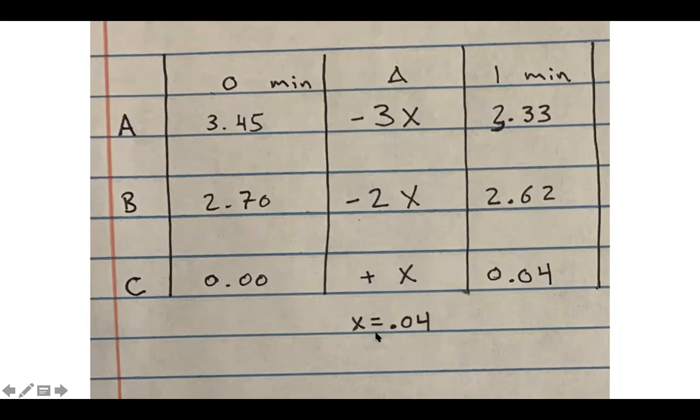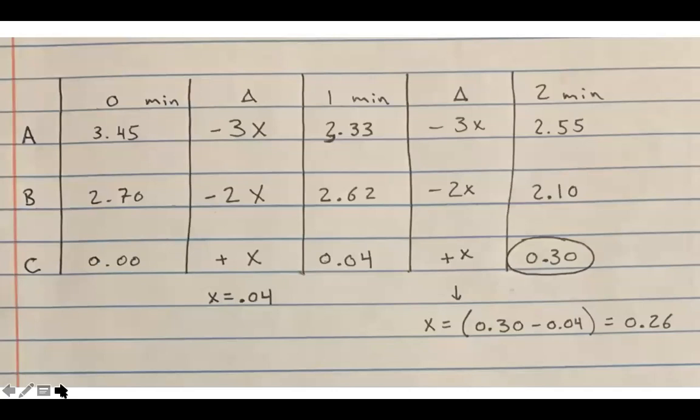Now if we look at data from minute 1, we can actually solve for the value of x. x equals 0.04, because from minute 0 to minute 1, C increases from 0 concentration to 0.04. We see for B, 2.7 minus 2 times x, which is 0.04, gave us the 2.62 number that was in the table. Same thing for A. We take 3.45 and subtract 3x, so 3 times 0.04, and that gave us the concentration at minute 1. We're going to apply the same exact logic for information we don't know.